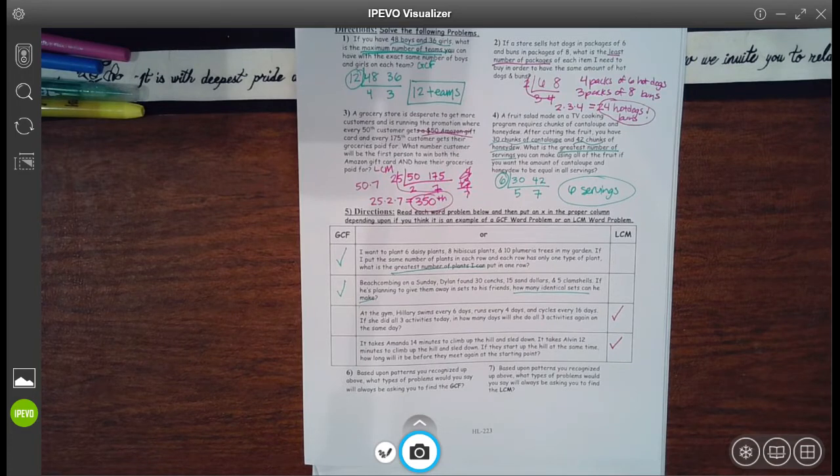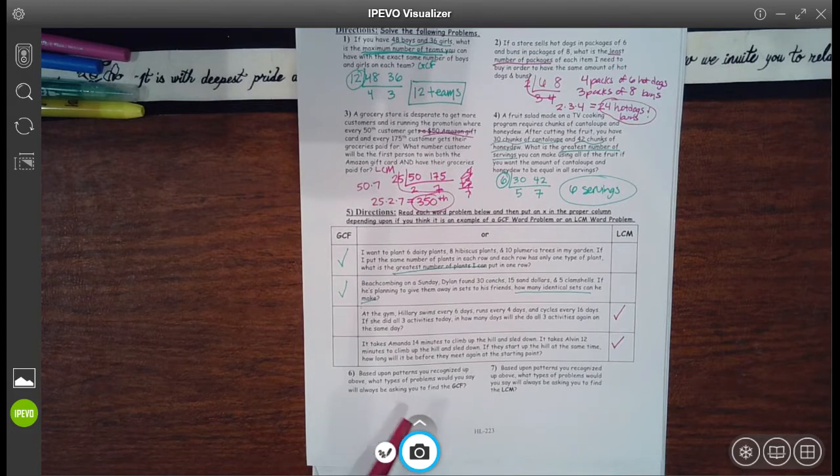So based upon what we've covered, what type of patterns do you recognize that are asking you to find a GCF? And then what type of patterns did you say in problems that were asking you to find the LCM? Okay, what did you put down?